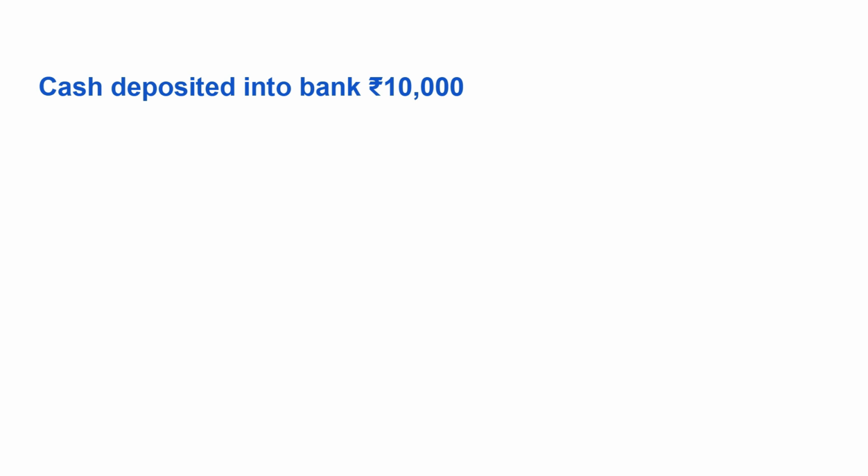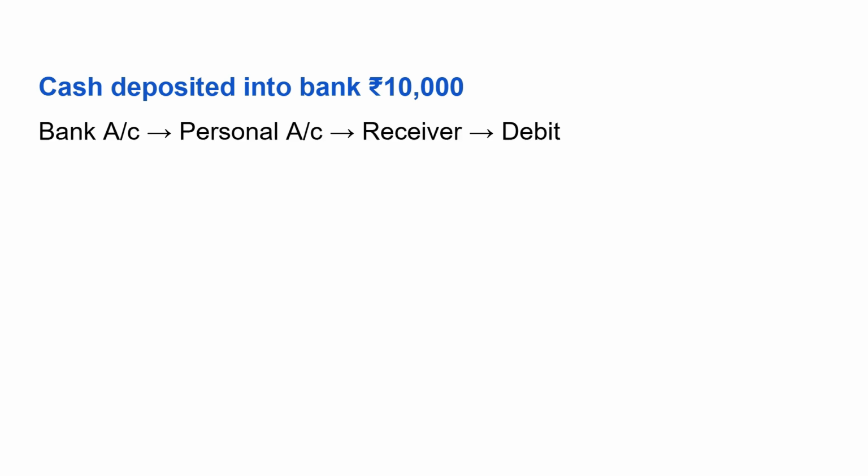Here the two accounts affected are bank account and cash account. Bank account, it is personal account and bank is the receiver. We deposit the money into bank and bank receives the money. So bank is receiver. And the rule for personal account is debit the receiver. Bank has received the money, so bank is debited.